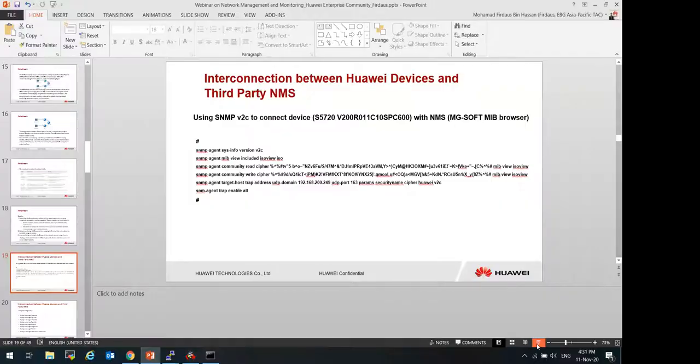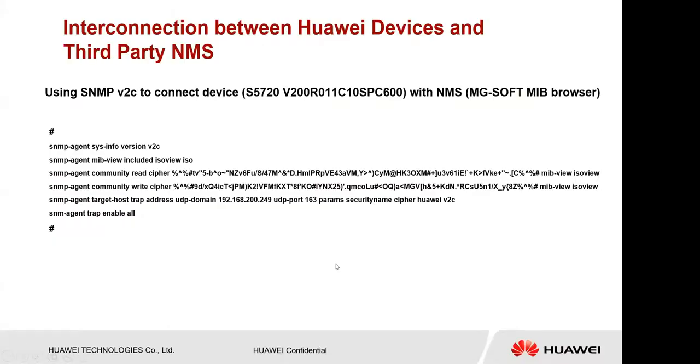Now we will move on to the next part of the webinar, which is the interconnection of Huawei devices and a third-party NMS. In this part, I'm using SNMP V2 as an example configuration. The device I will be using is our S5720 switch with version V200R011, and the third-party NMS is the MG-SOFT MIB Browser.